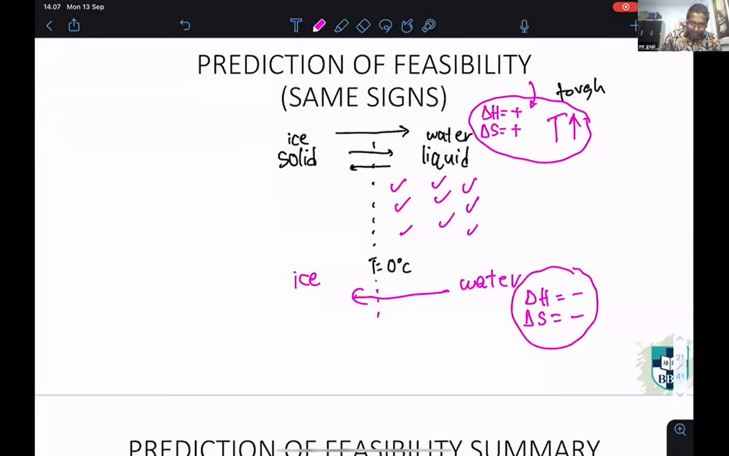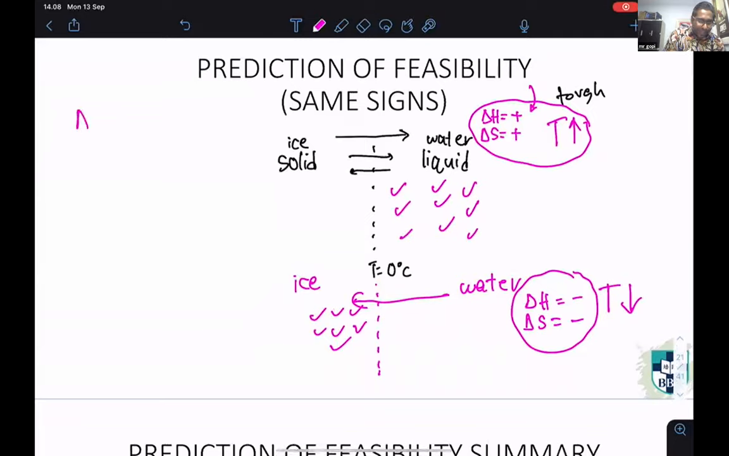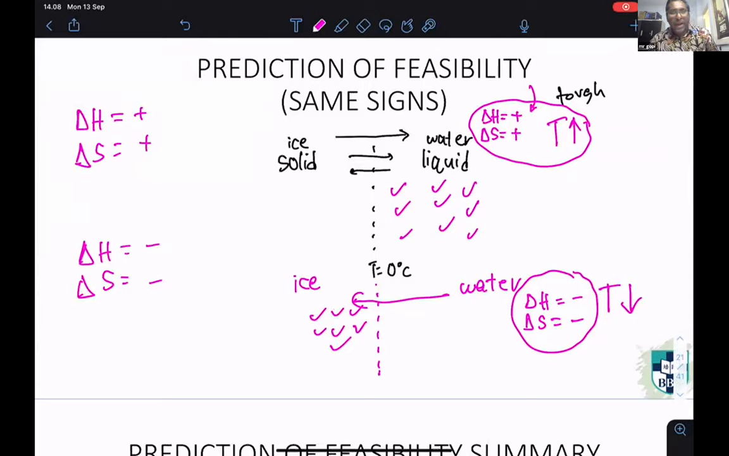But when this reaction will happen, water will turn into ice when they are below 0 degrees. So it means the reaction will be here. At what condition water turns into ice? They are spontaneous at lower temperature. You apply this over here, which is going to be if you have delta H and delta S the same sign, negative, negative. What you can memorize over here is, if it is positive and positive, I like to teach my students, think positive, think positive. Temperature is high. If it is negative, negative, think negative. Temperature is lower. This is how you can predict.